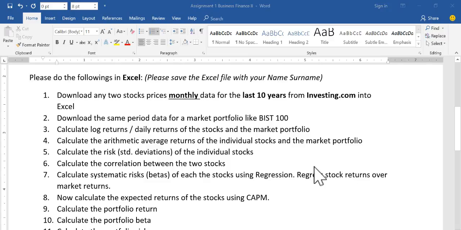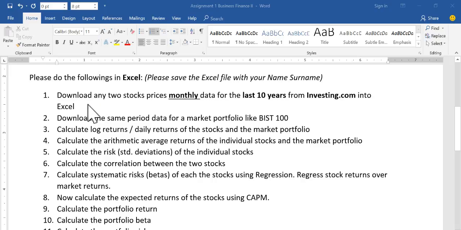Hello, dear students. In this video, I'm going to tell you how to do the following in Excel. We will make a portfolio of two stocks and calculate its expected beta and risk of the portfolio. So let's start. We will use some recent data from the internet. We will download it and we will see how to do all these things in Excel.